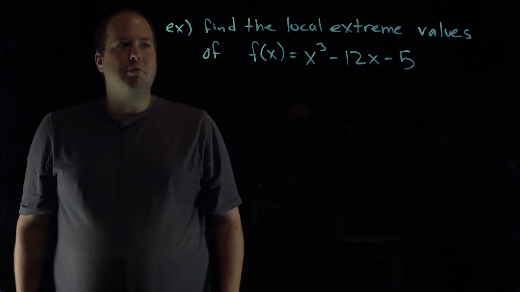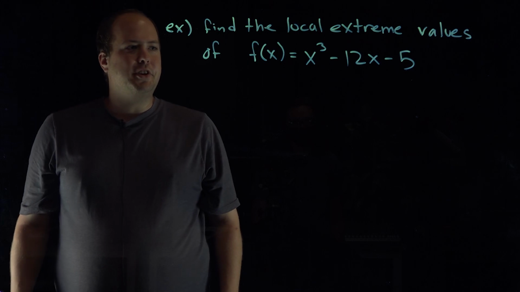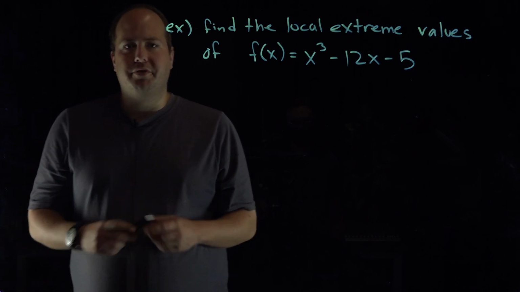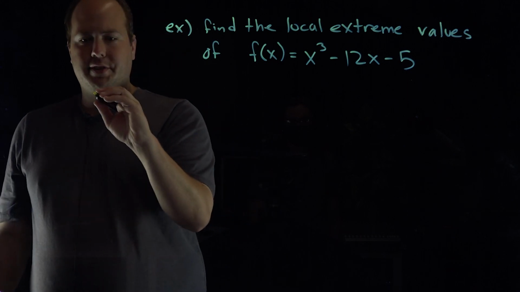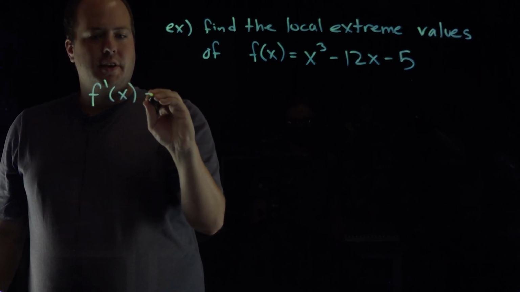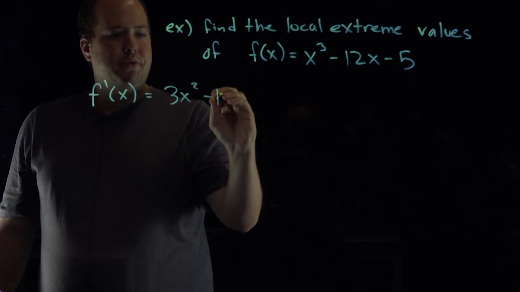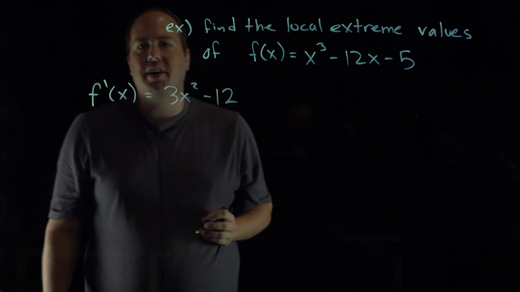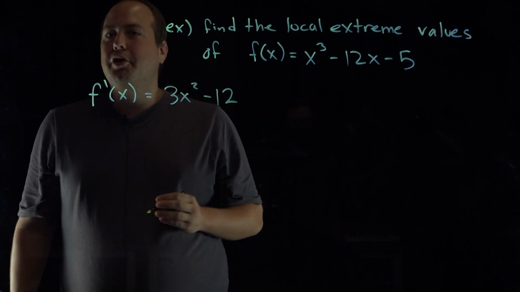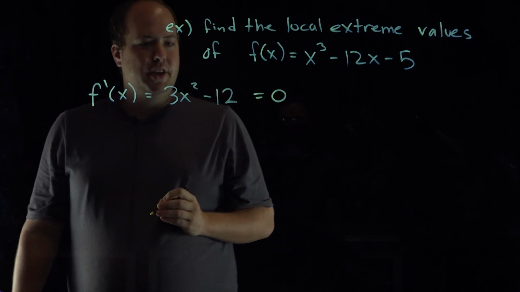In this example, we will go through finding the local extreme values of f of x equals x cubed minus 12x minus 5. So first we want to find the critical numbers for f of x, where we'll go ahead and take the derivative, f prime of x. Using power rule, we will get 3x squared minus 12. And we want to find where this does not exist or is equal to 0. This polynomial exists everywhere, so we will only have solutions when the derivative equals 0.